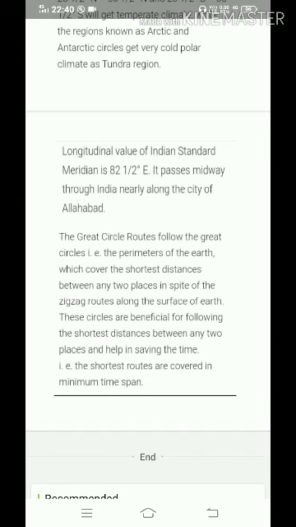Every meridian or longitude on the earth's surface faces the sun once every day. This is the time when the sun is at the highest point in the sky. We call it midday or noon at that meridian. So in our nation, India, the Indian Standard Meridian, with a longitudinal value of 82.5 degrees east, passes through India nearly along the city of Allahabad.